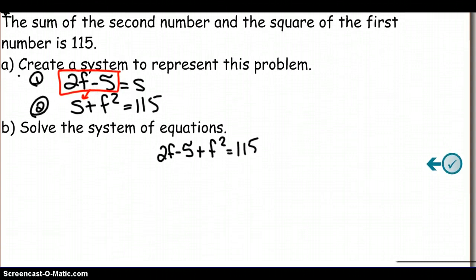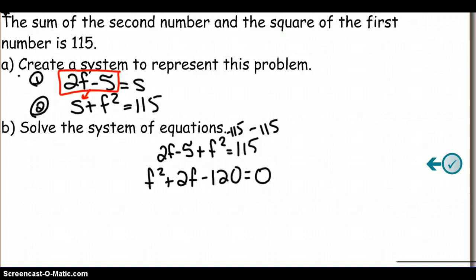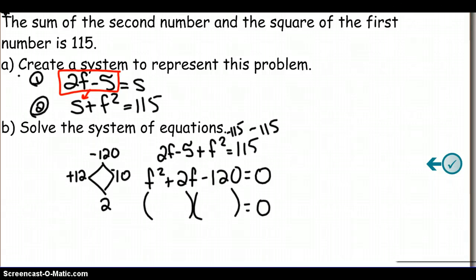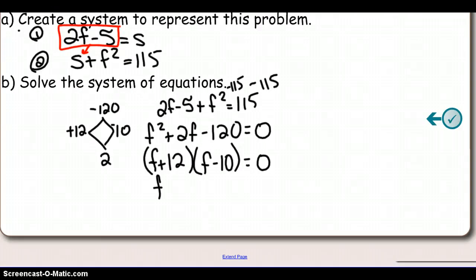I'm going to push everything to one side of the equation and rearrange in descending order. So I have F squared plus 2F subtract 120 equals 0. Do the diamond. Negative 120 and 2 gives me positive 12 and negative 10. So I make my two sets of brackets and I have F plus 12 and F subtract 10. So now I have two possible F values. F is equal to 10 and F is equal to negative 12.